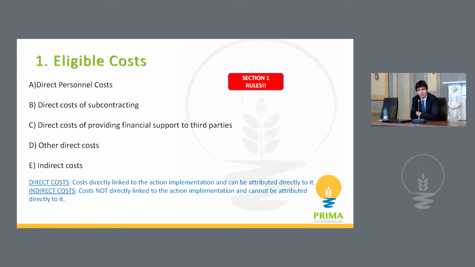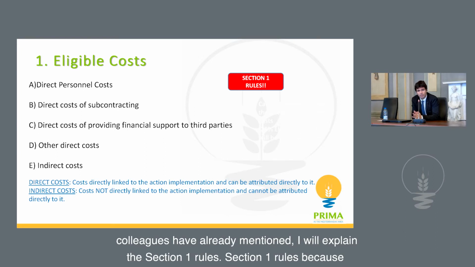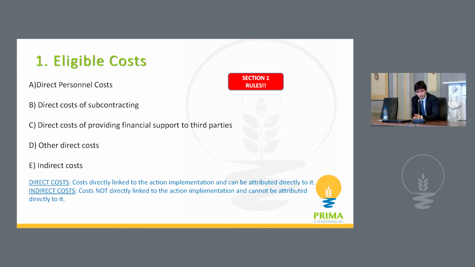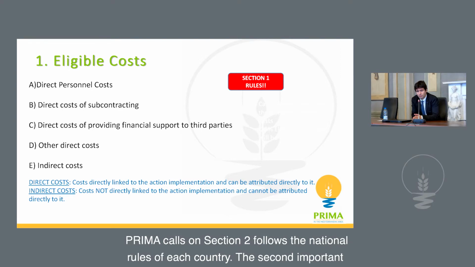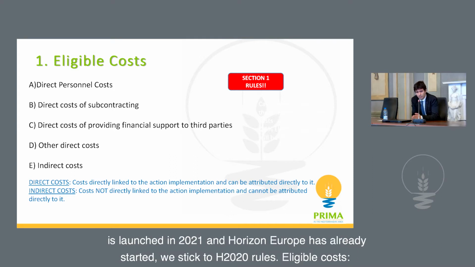Next, please. So first of all, and before going into detail on what is an eligible cost, and as Octavi and my colleagues have already mentioned, I will explain the Section 1 rules, okay? Section 1 rules, because PRIMA calls in Section 2 follow the national rules of each country. The second important thing, as Octavi has already mentioned, is that we stick to H2020 rules. Even though the call is launched in 2021 and Horizon Europe has already started, we stick to H2020 rules, okay?